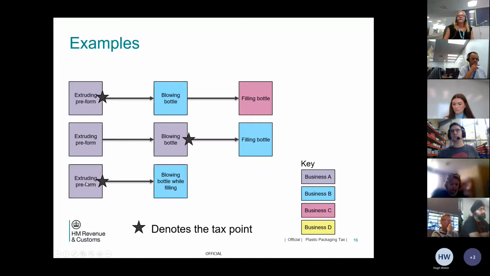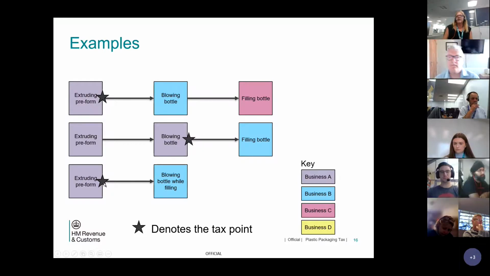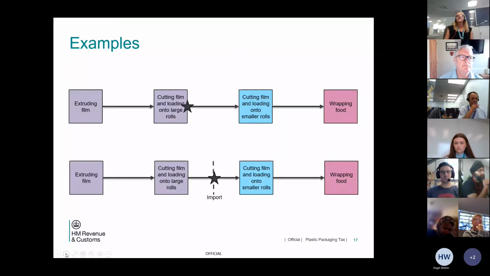And then here, we've got extruding the preform. We've got another business blowing it and filling it. And if you remember back to when I talked about pack fillers, same goes here. While they're blowing it and filling it, it's not counted as substantial modification. So the tax point is always really at the highest point up the chain, like I said, where manufacturers tend to know more about the recycled content of any items. And so that was a bottle example.